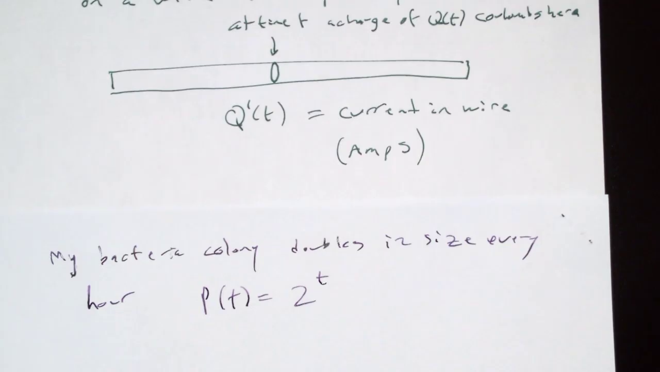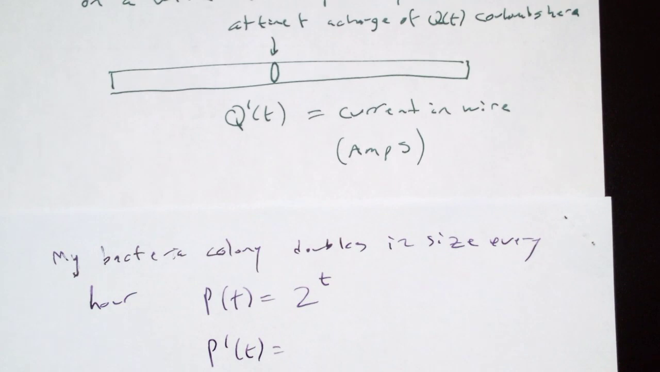It's going to double, where t is in hours. Every hour that goes by, it gets twice as big. If I want to know how fast this is growing, well, then I need the derivative. We had a formula for this.